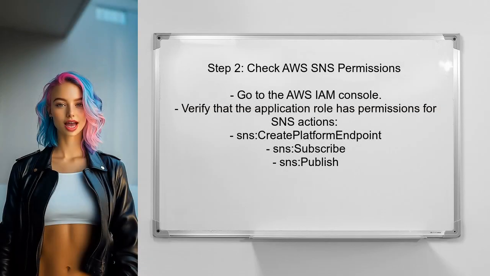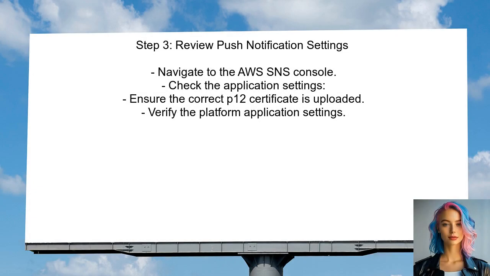Next, the user should check the permissions associated with the AWS SNS service. It's crucial to ensure that the application has the necessary permissions to create endpoints. After confirming the permissions, the user should review the push notification settings in the AWS console. This includes checking the application settings and ensuring that the correct certificate is uploaded.